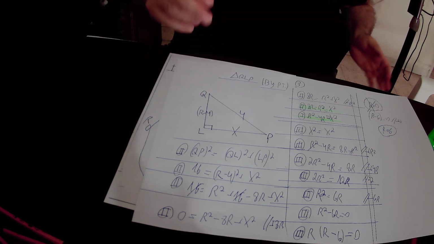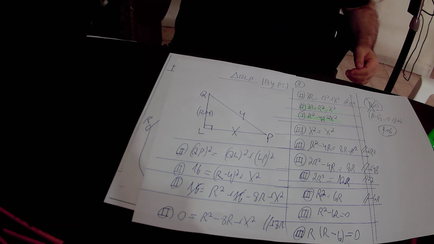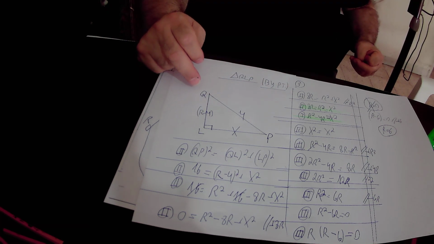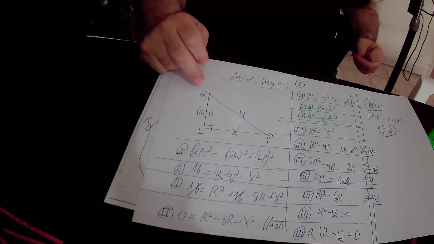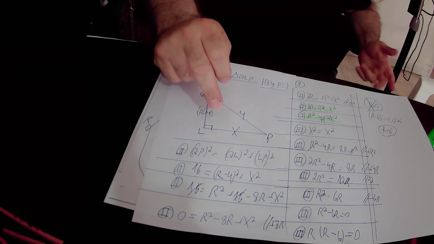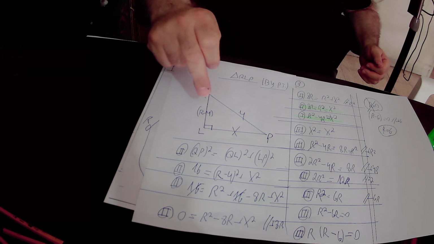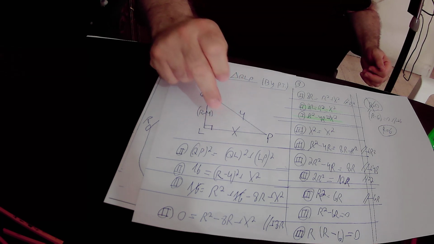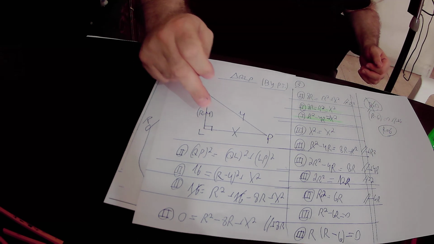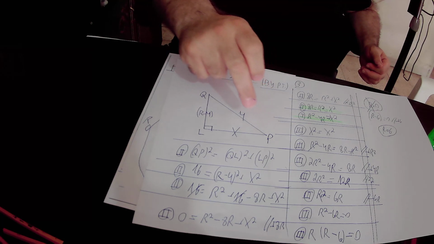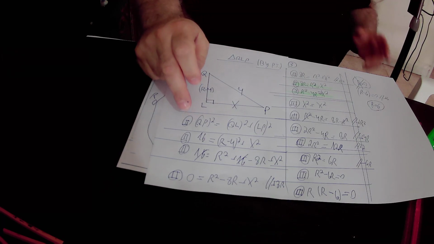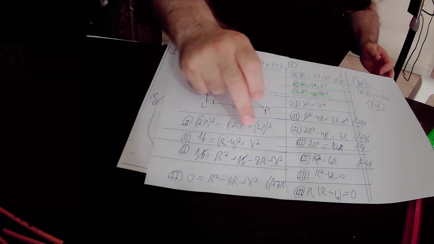According to the Pythagoras theorem, the square of the hypotenuse equals the sum of the squares of the perpendicular sides. The square of the hypotenuse is QP square, and it must be equal to QL square plus LP square. QP equals 4, so QP square is 4 squared, that is 16. Now QL equals capital R minus 4, therefore QL square is (R minus 4) square, plus LP square. LP equals X, so LP square equals X square. So in conclusion, according to equation number 2, 16 equals (R minus 4) square plus X square.